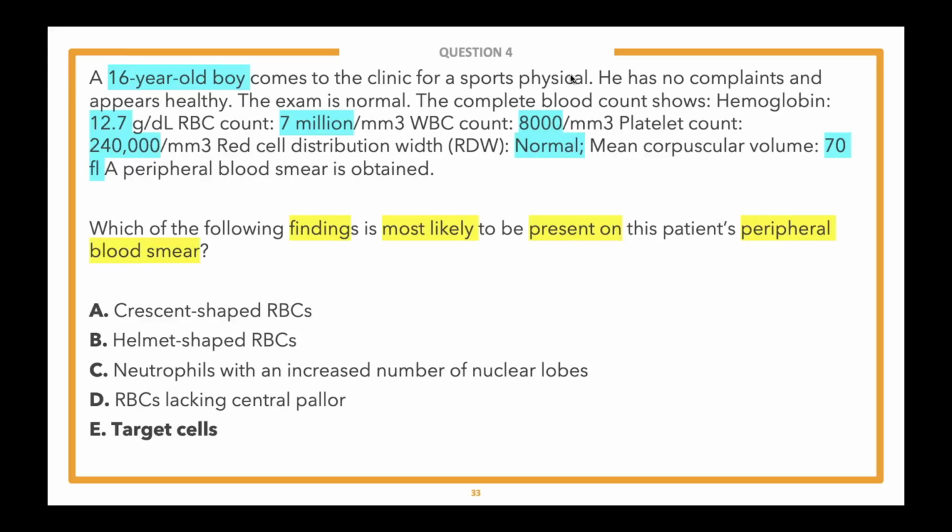Furthermore, the RDW, the red cell distribution width, is a measure of how much variation there is between red blood cells in terms of size. Are some red blood cells small? Are some big? What is the width? Is there a variance in the distribution in the width of red blood cells? And in this case, it's normal, okay?